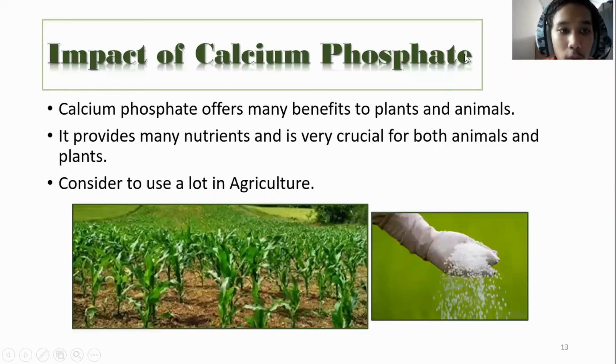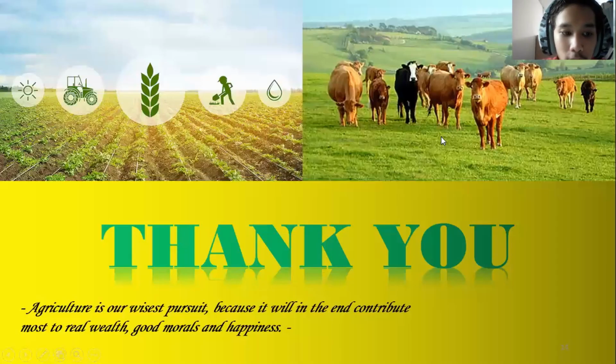So next, I will continue with the impact of calcium phosphate. Calcium phosphate offers many benefits to plants and animals. It provides many nutrients and is very crucial for both animals and plants. My friend just told you just now that calcium phosphate is very important. If there is a deficiency of calcium phosphate, it will have many side effects on them. So calcium phosphate is used a lot in agriculture. To conclude, agriculture is our wisest pursuit because it will in the end contribute most of the real wealth, good morals and happiness. That's all from us.